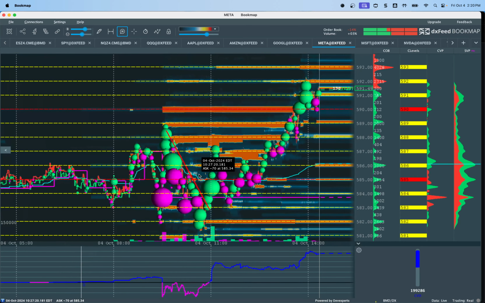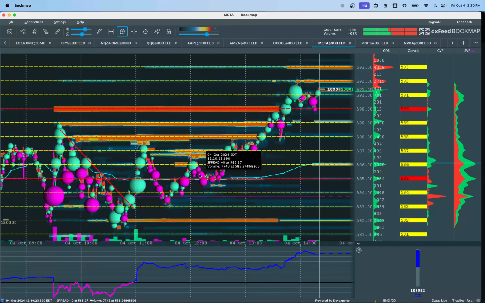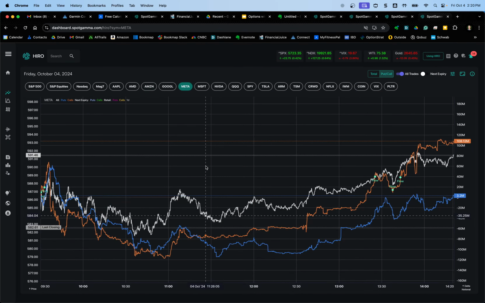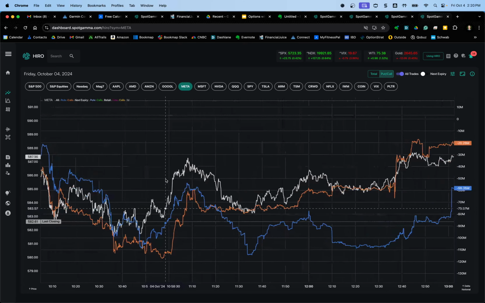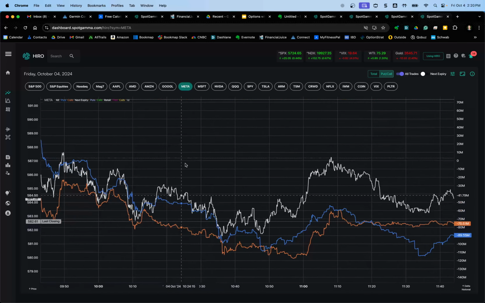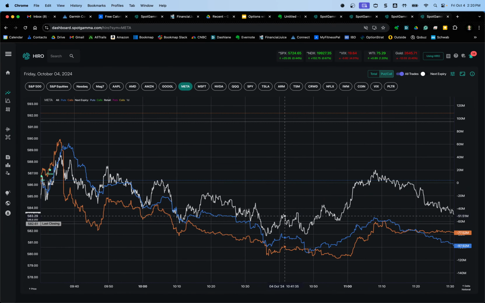Very nice call peak pattern this morning in Meta. Let's go back to Hero, go to Meta. Kind of a big rounded pattern here in Hero. Here's that call peak pattern that happened just in the first 5 minutes. Call buyers initially quickly become call sellers. Call line moves lower. Just a couple of minutes later, they started buying puts. Price moves lower.